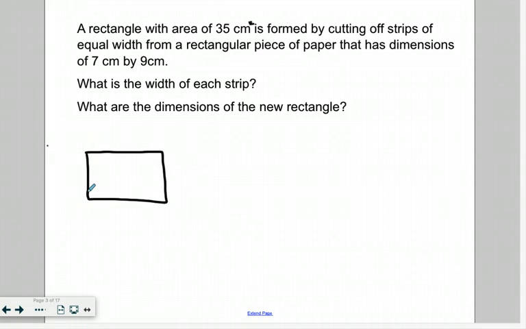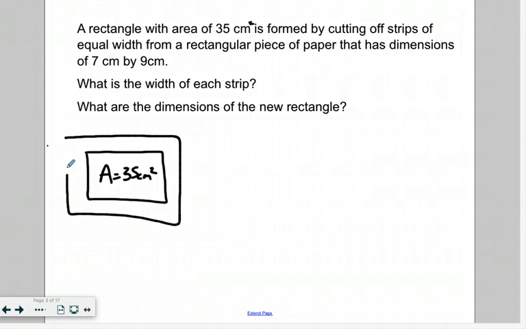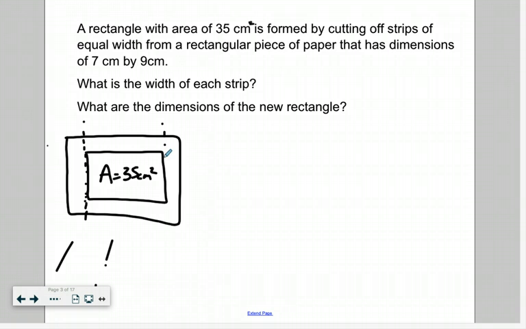All right. And that rectangle is formed by taking strips off of a larger rectangle. So really what happens is that this smaller rectangle here that has an area of 35 centimeters squared was created by having a larger rectangle and chopping off this end and this end and this end and this end, leaving us with this area of 35, okay?